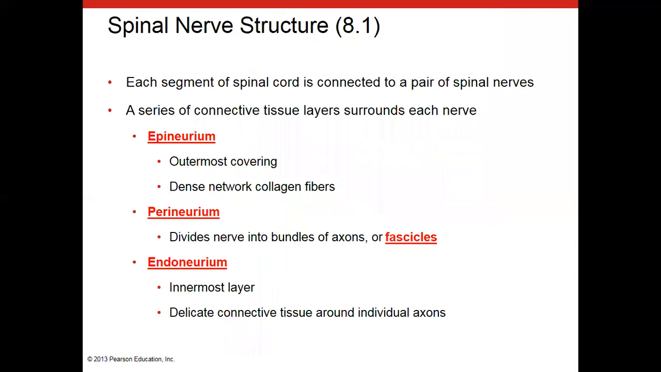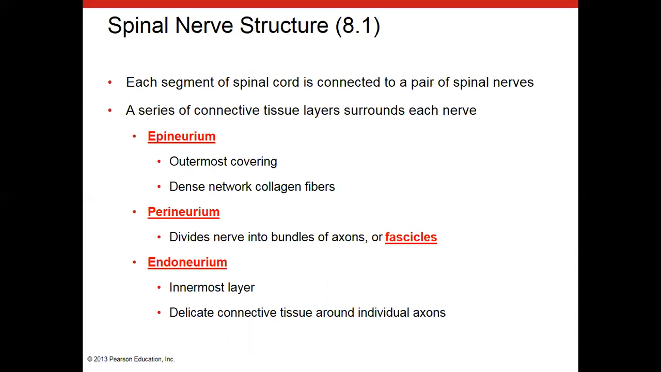Now the structure of a spinal nerve. Every segment of the spinal cord is connected to a pair of spinal nerves, and surrounding that is a layer of connective tissue. Those connective tissues are basically coverings around the nerve that protect and isolate it. The epineurium, think epi is on top of, is the outermost covering. It's dense, irregular connective tissue, so there are lots of strong collagen fibers that help protect the whole nerve and bundle all the axons in that nerve together.